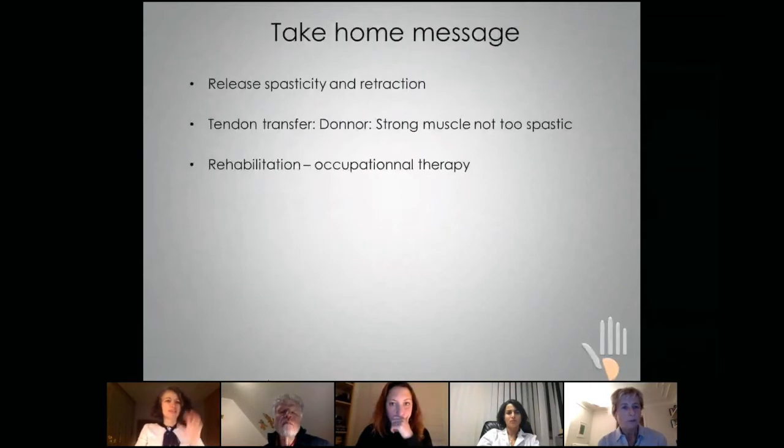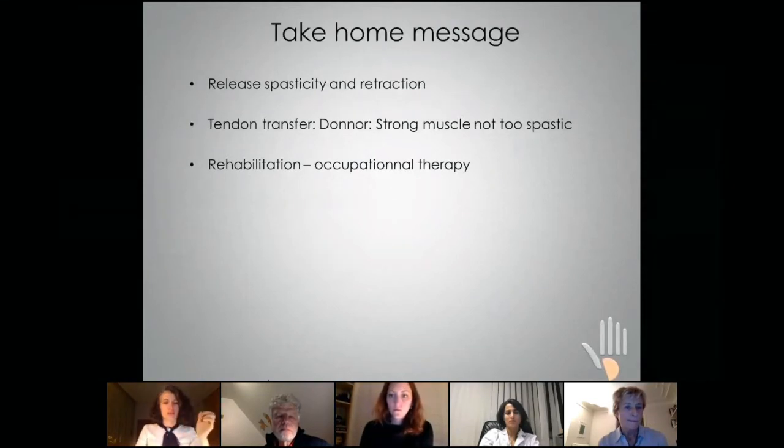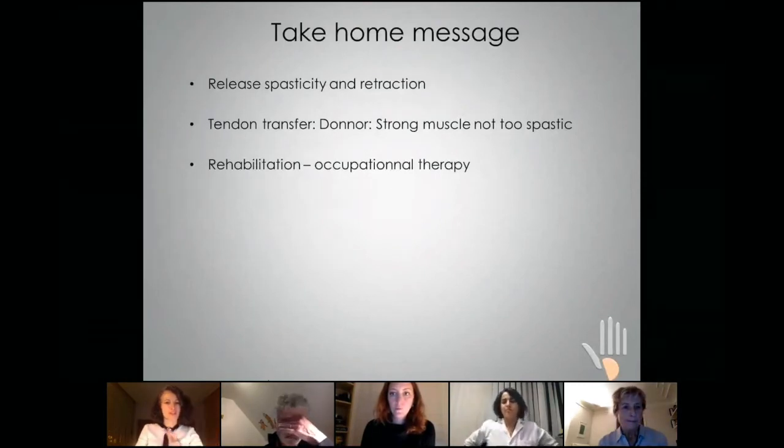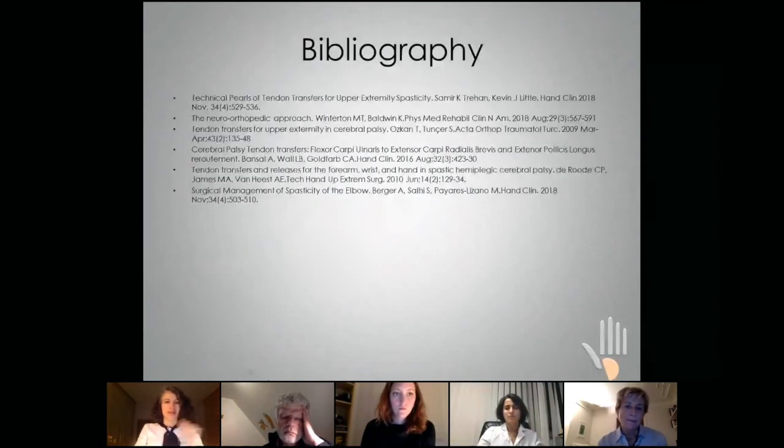So release the spasticity first, release the retraction with the tendon lengthening, and then if the antagonists are not strong enough, we can do tendon transfer in order to recover the antagonist movement. The donor has to be a strong muscle, but not too spastic. The rehabilitation and the occupational therapy are very important as all the time for those patients.